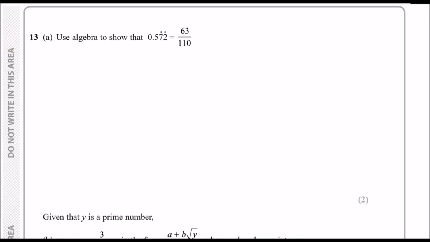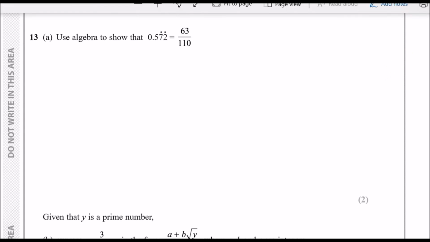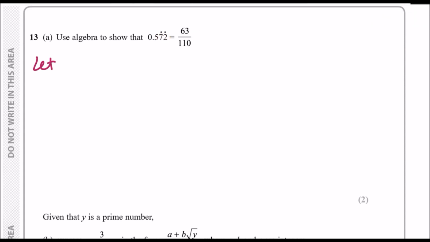Alright, 13. Use algebra to show that 0.5 and then 72 recurring equals 63 over 110. Okay, so when they say use algebra, they literally tell us to let x be that variable. So we can say, okay, let x equal 0.57272 and so on. So it's always better to let it recur a bit. Now the trick for these kind of questions is that you want to try and line up these values in powers of 10 or 100 and so on.